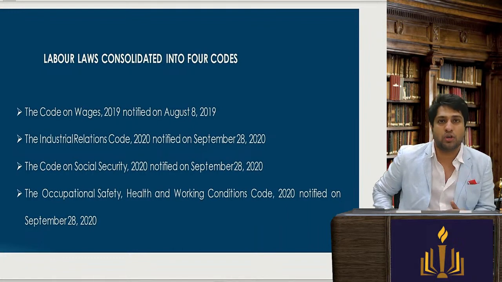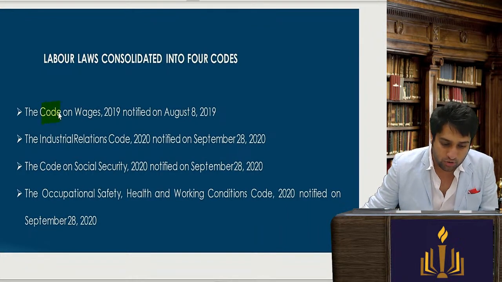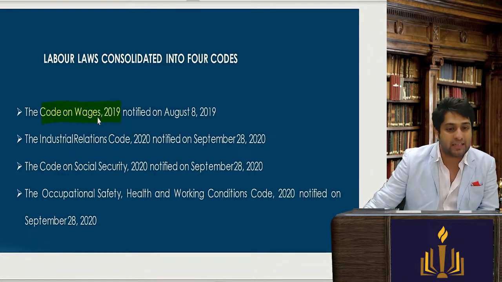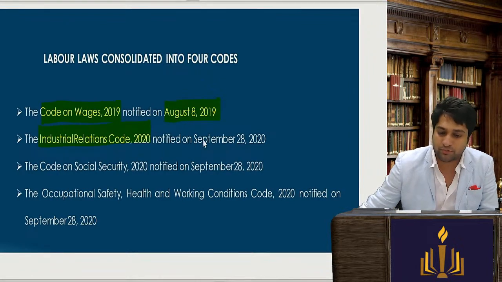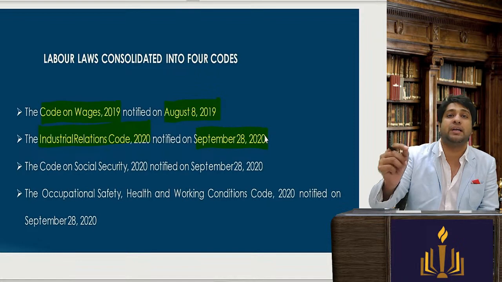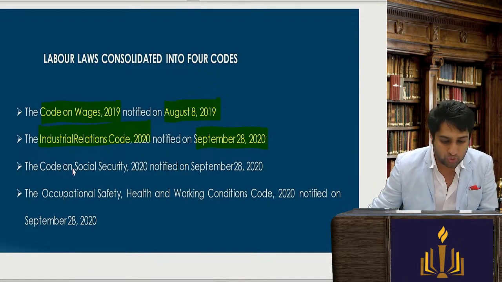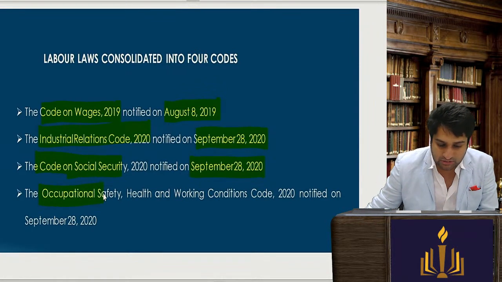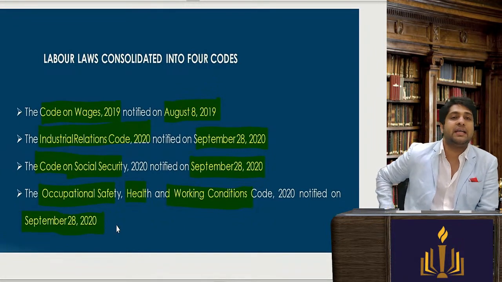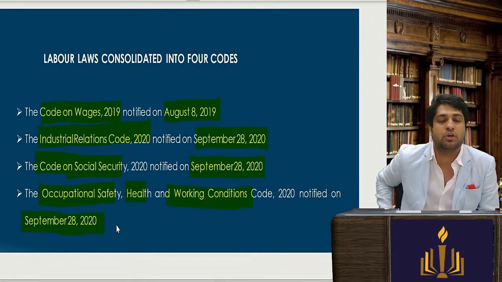Now these labor codes, we will see when they have been notified. The Code on Wages Act 2019 was notified on 8th August. The Industrial Relations Code was notified on 28th September 2020. Your Social Security Code was notified on 28th September 2020. And your Occupational Safety, Health and Working Conditions Code was notified on 28th September 2020.